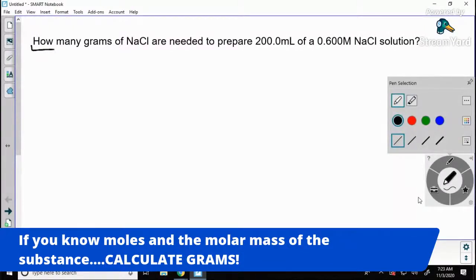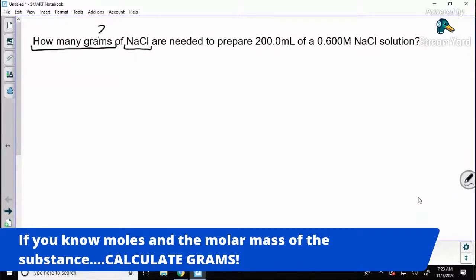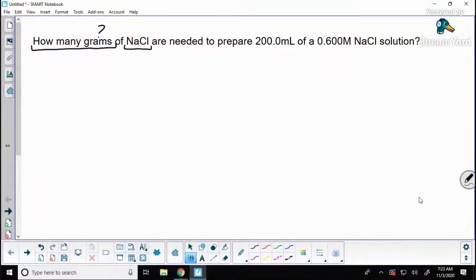So first thing that we always want to do is identify what the question is asking. In this case, it's how many grams in the substance of NaCl. Secondly, we want to look at what is given. So we have 200 milliliters, that is a volume, and 0.6 molar, that is our molarity.